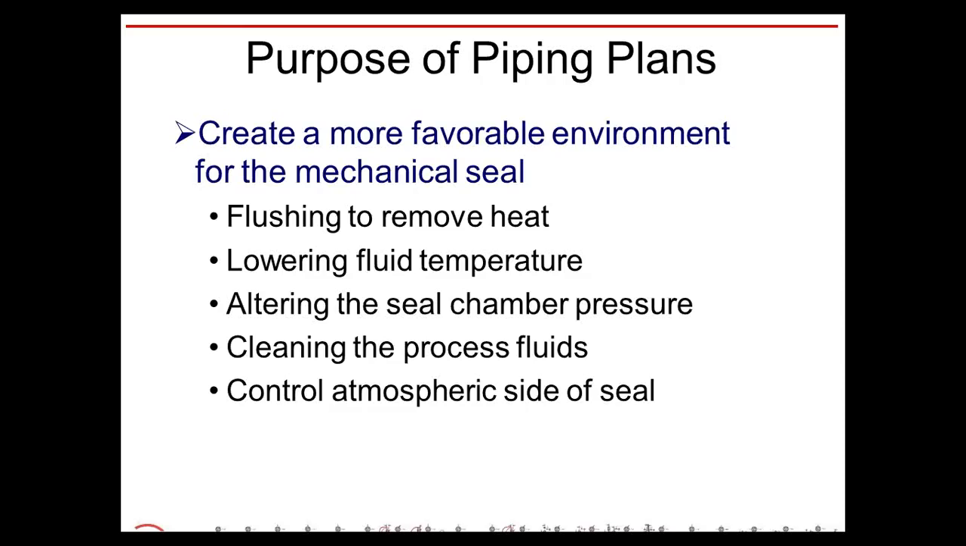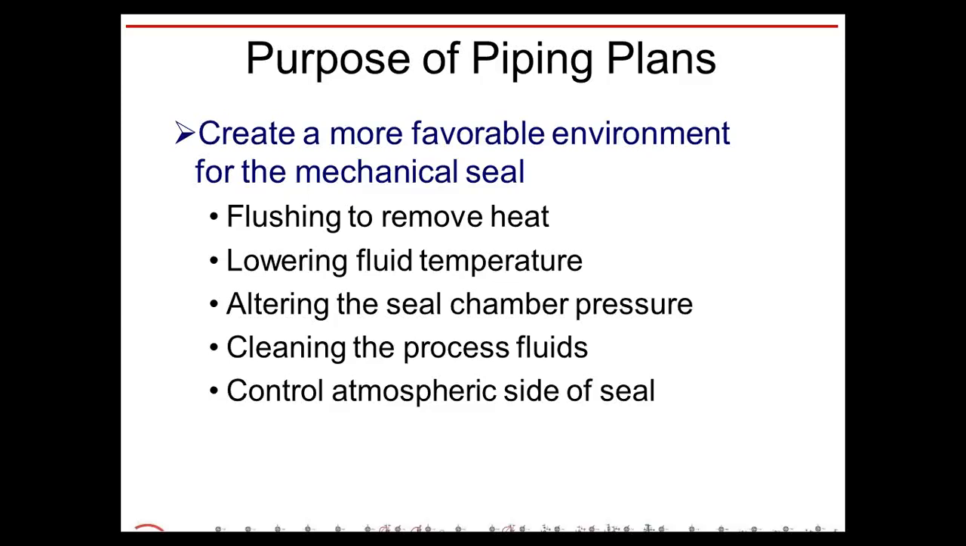Now, the purposes of piping plans. What you're doing when you add a piping plan of any sort is you're creating a more favorable environment in which the mechanical seal can run. The flushing removes heat. It lowers the fluid's temperature.